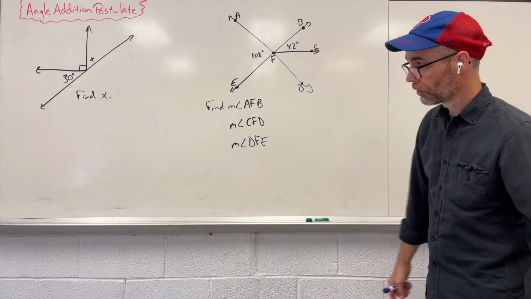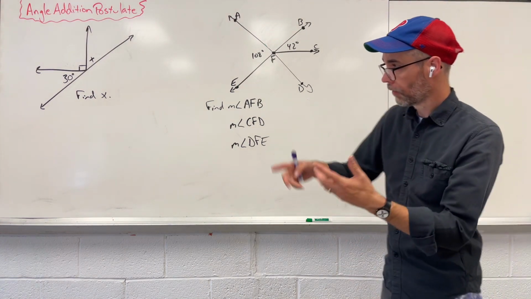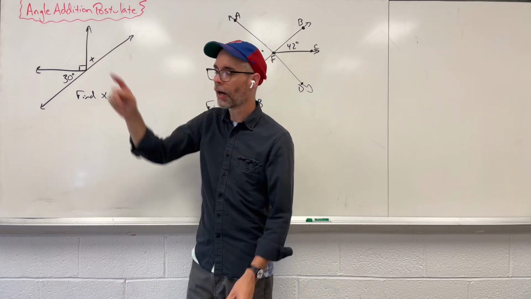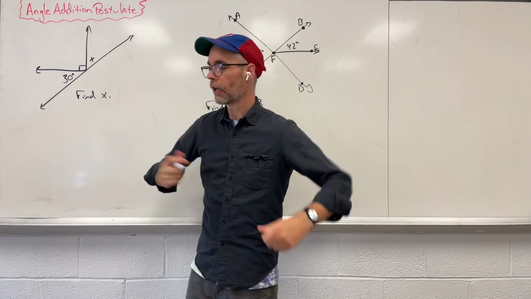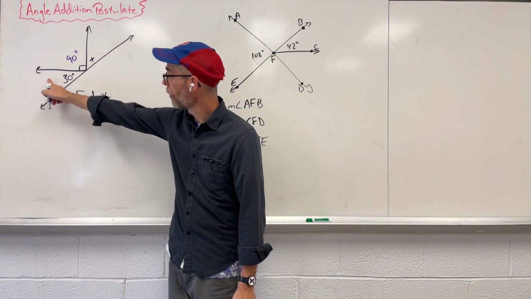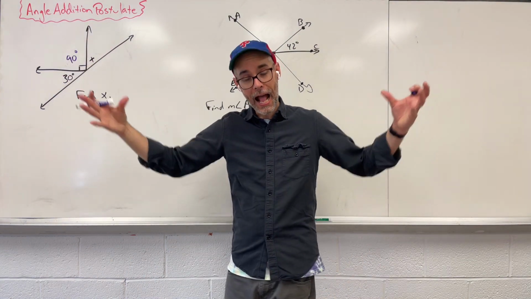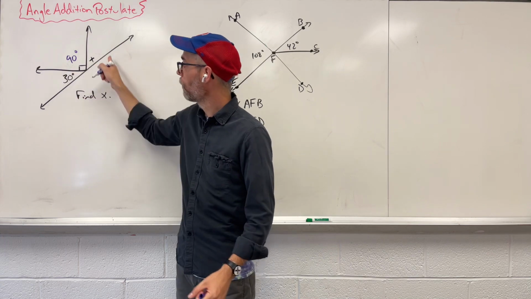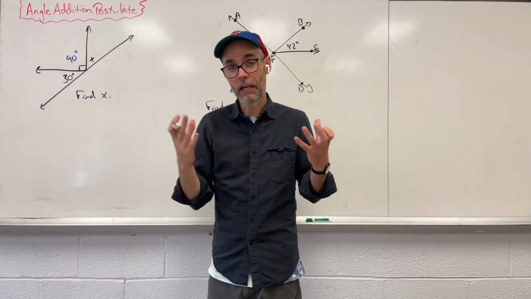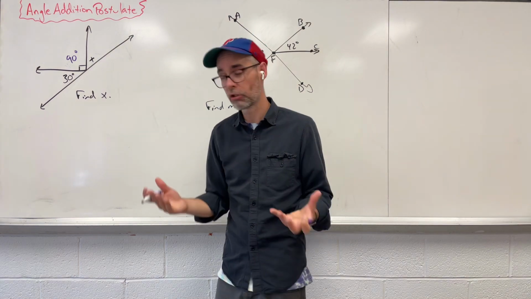Now, in the first picture, we have three angles: 30, a box, and x. This little box in the corner says we have a right angle, meaning we have 90 degrees. If I take 30, 90, and x and add them up, these all form a supplemental angle. That means they give us a straight line, or 180 degrees.